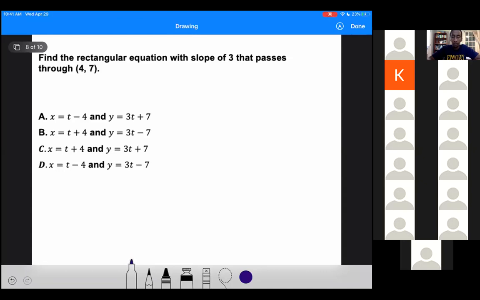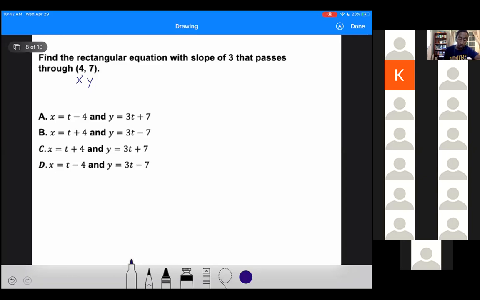Hello, can y'all hear me? I plugged in the 4 and 7 into x and y for each one to see which one, and then whatever I got, I solved for the slope to see if it matched. Okay. So which one worked? C. C. Okay. So let me see.